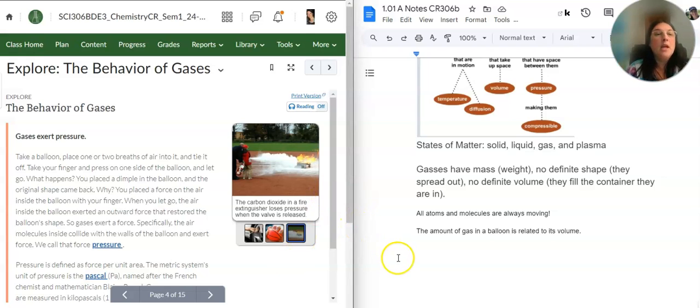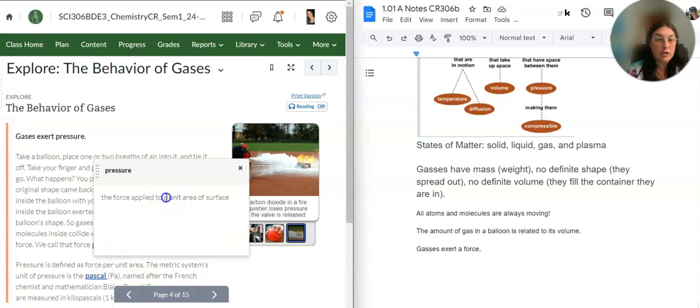Gases exert pressure. Take a balloon, place one or two breaths of air in it, and tie it off. Take your finger and press on one side of the balloon and let it go. What happens? You placed a dimple in the balloon and the original shape came back. Why? You placed a force on the air inside the balloon with your finger. When you let go, the air inside the balloon exerted an outward force that restored the balloon shape. So gases exert a force. That's kind of a main idea there, right? Specifically, the air molecules inside collide with the walls of the balloon and exert force. We call that force pressure.